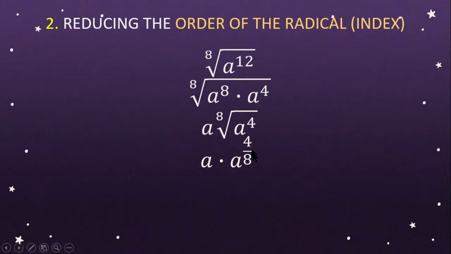So a raised to 4 over 8. The index will be the denominator, and the exponent of the radicand will be the numerator, so 4 over 8. And we all know that the lowest term of 4 over 8 is 1 half. Then go back to the radical expression, that is square root of a. Therefore, the answer for eighth root of a raised to 12 is a square root of a.